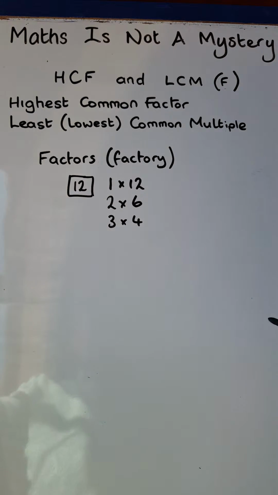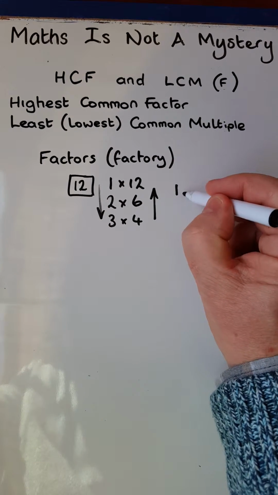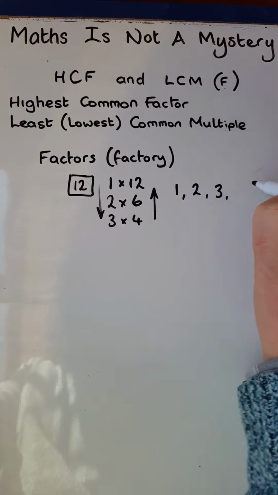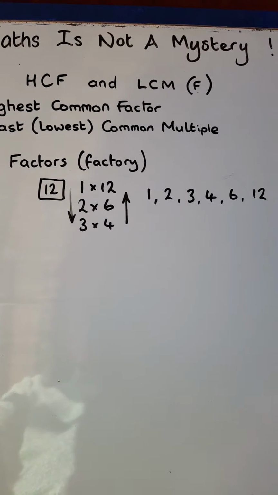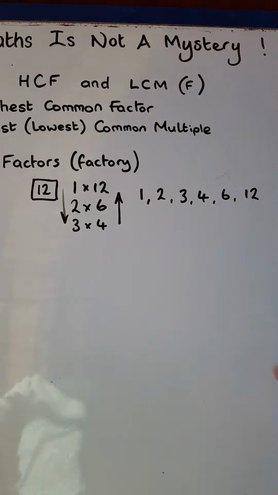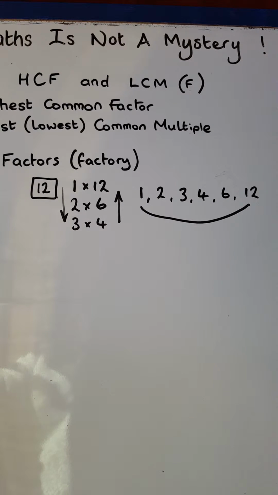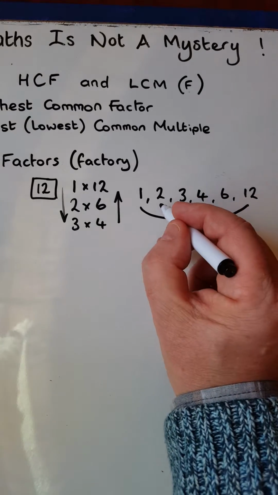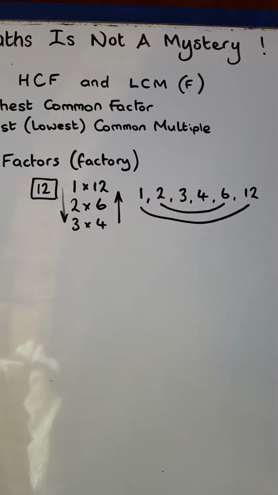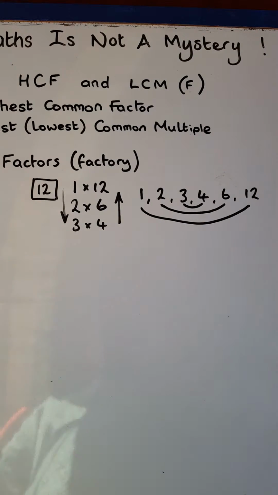To find the factors in a nice list then, go down that side, go back up this side, write out the list. 1, 2, 3, 4, 6, 12. They are the factors of 12. And you can double check it by doing a little bit of a mathematical workout. The two outside ones, 1 times 12 makes 12. The next two along, 2 times 6 make 12. The next two along, 3 times 4 make 12. If you've got a spare number left in the middle, something's gone wrong.